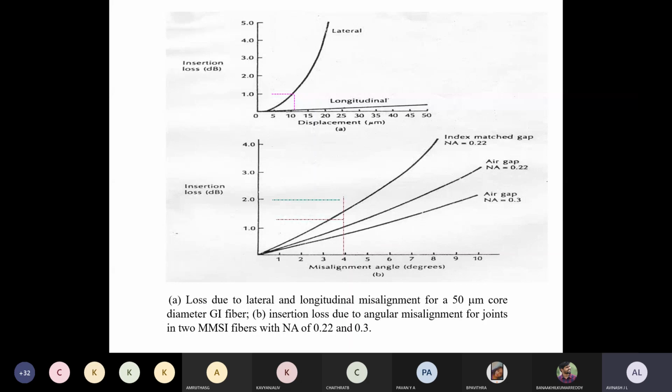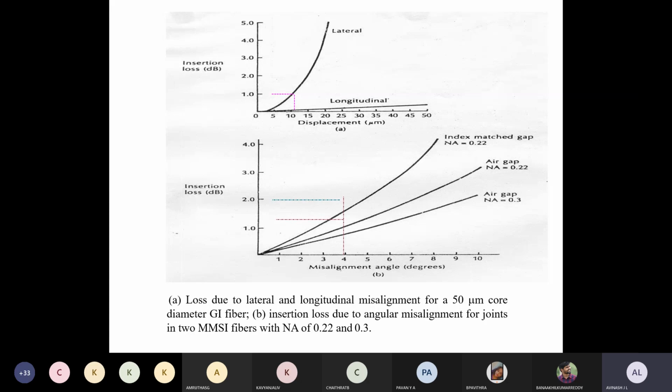As the displacement keeps on increasing, the longitudinal insertion loss will be less. It can be considered as a minimum. Why? Because even though some gap is there, the light will still propagate because the axes are matching. That is why longitudinal misalignment does not have that much impact on losses. That is the first thing.